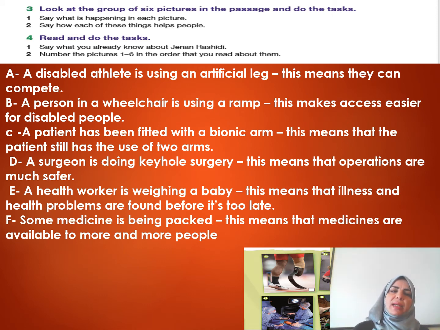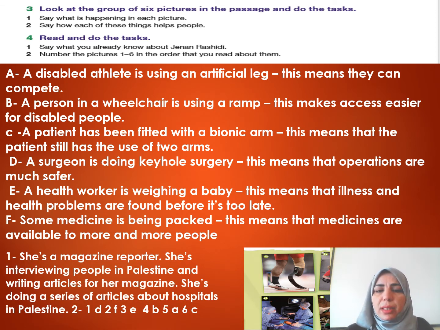Okay, now let's answer activity 4. Number 1, say what you already know about Jinan Rashidi. Yes, she's an amazing reporter. She's interviewing people in Palestine and writing articles for her magazine. She's doing a series of articles about hospitals in Palestine. Number the pictures. Here I put the numbers. Number 1 D, number 2 F, number 3 E, number 4 B, number 5 A, number 6 C.